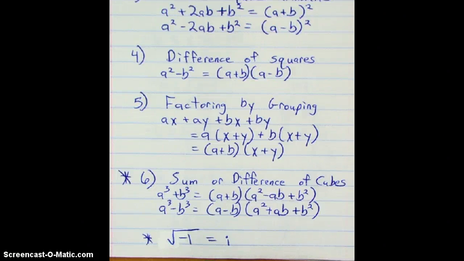Another thing that you need to know from this chapter is that the square root of -1 is equal to i. So the square root of -1 is equal to i. So those are the things that you need to know.